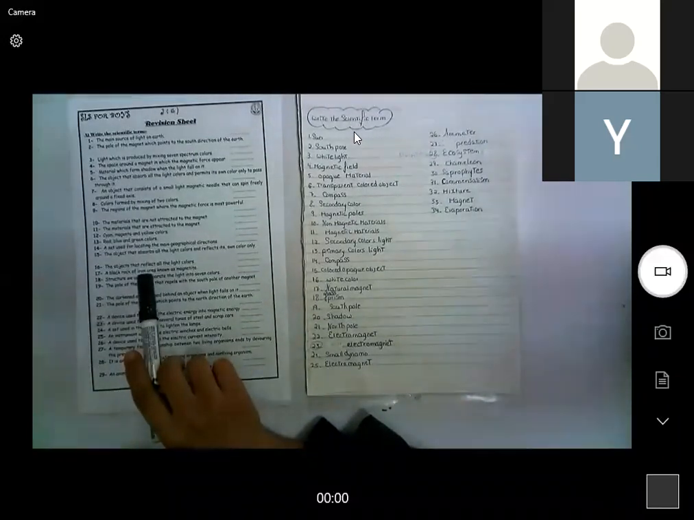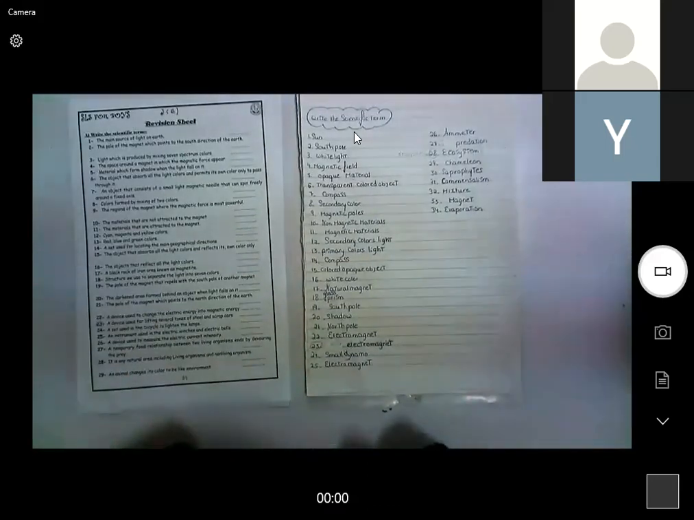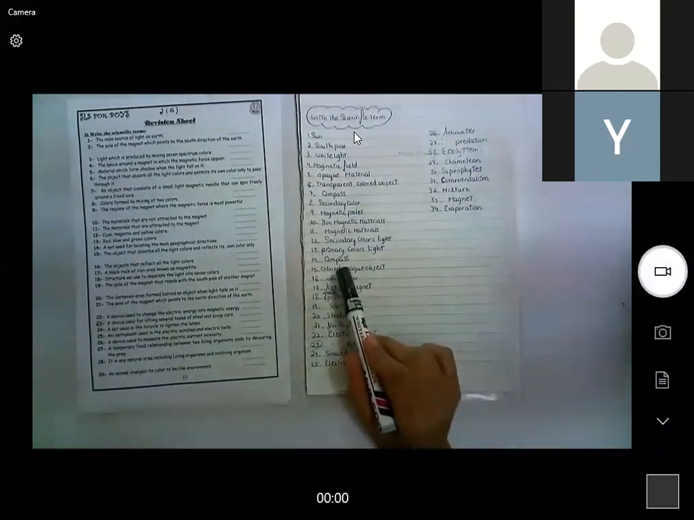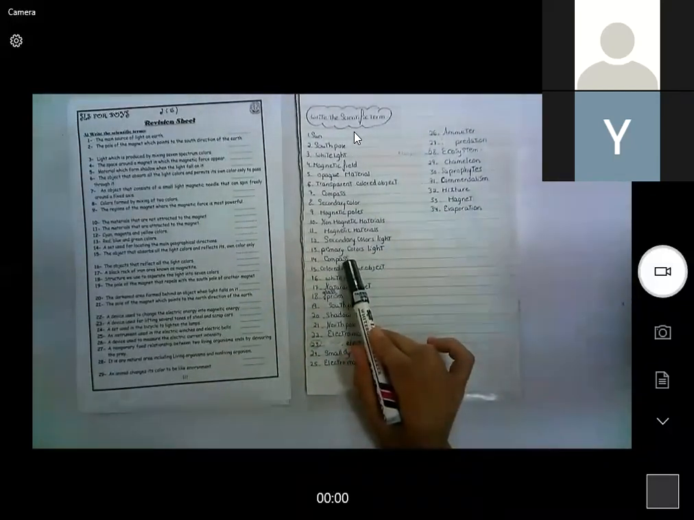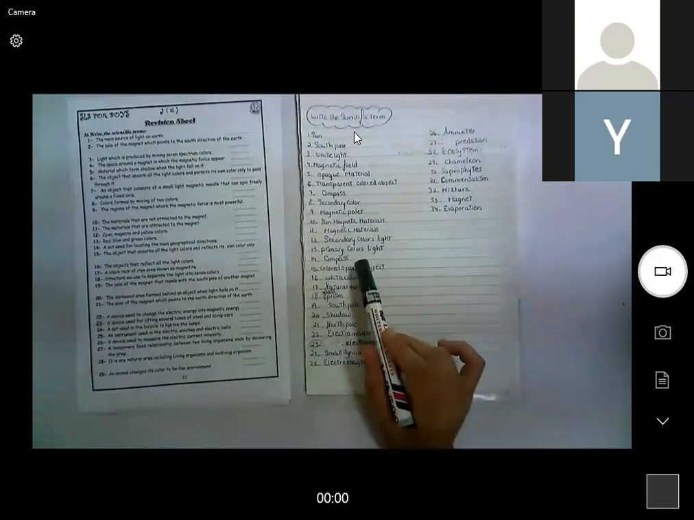14, a set used for locating the main geographical directions. Set here means tools. What is the instrument? What is the tool? What is the set? Those have the same meaning. When you are confused by the word set, what is meant by set, tool or instrument, which is used to know the four main directions, is called compass. Compass is the tool used to know the four main directions or the four geographical directions, which are south, north, east, west.